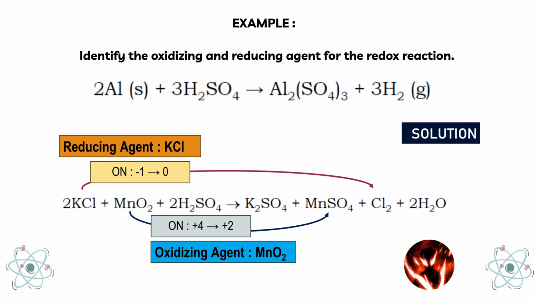First, let's look at aluminium, Al. It starts as a pure solid with an oxidation number of 0 and increases to +3 in the compound Al2(SO4)3. Since the oxidation number increased, aluminium underwent oxidation, which makes Al the reducing agent. Now look at hydrogen, H, in H2SO4. It starts at +1 and decreases to 0 when it forms hydrogen gas, H2. Because the oxidation number decreased, meaning it was reduced, H2SO4 is our oxidizing agent.